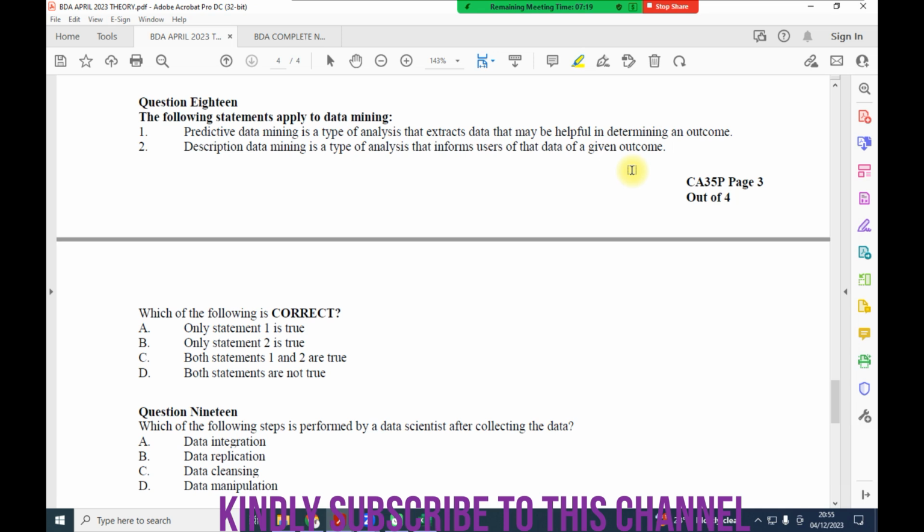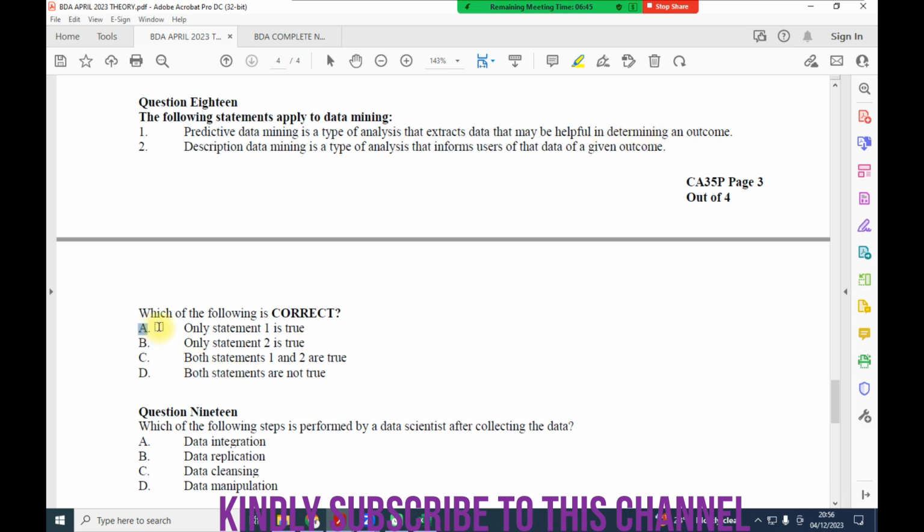But remember, descriptive, we are saying, is in the past. It is not either past or present, but for descriptive, the events have already occurred. And that's what we are analyzing, because they have occurred, and when we analyze them, they will help us to predict the future. So descriptive does not deal with outcomes. The outcomes have already occurred, and that's why for this case we shall only deal with predictive data mining, which extracts data that may be helpful in determining an outcome.